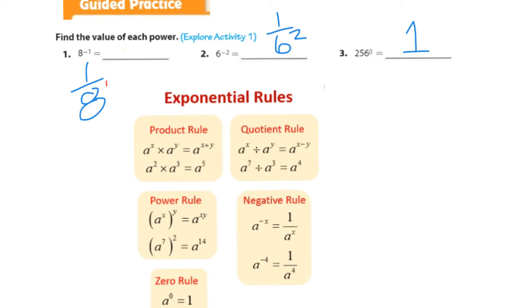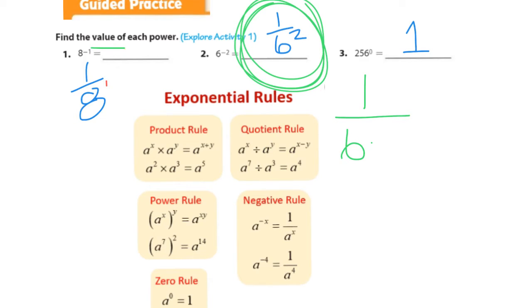This is going to seem weird, but I came back to this page because I realized I didn't finish this problem. It says find the value of each power. So I have to do 1 over 6 times 6, and that would simply equal 1 over 36. So that would be the answer for problem number 2. Sorry about that. Wasn't thinking.